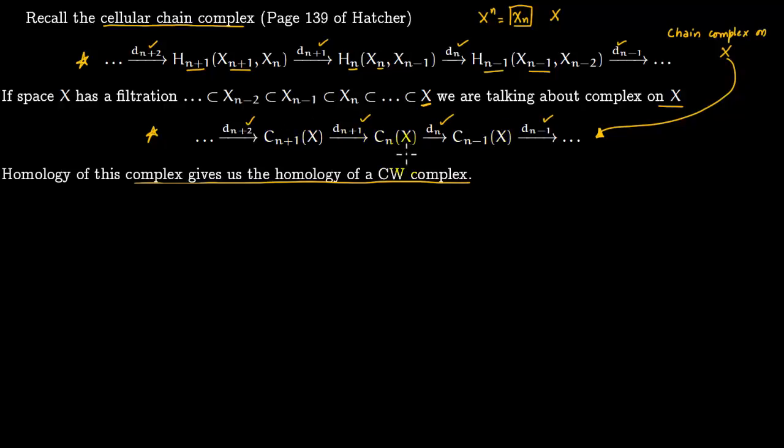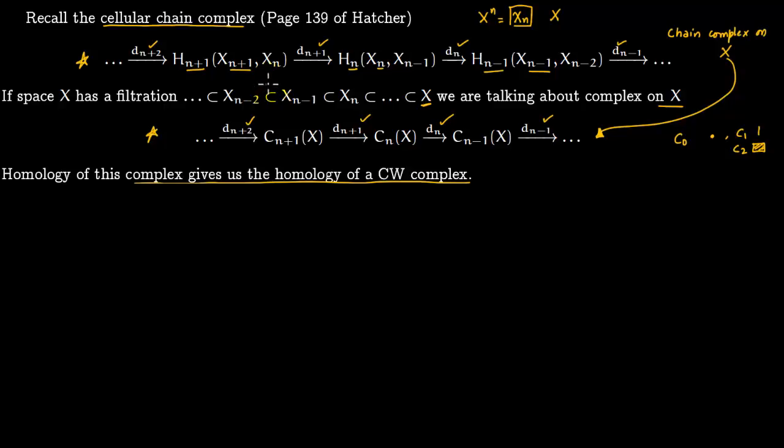For example, for the torus, you write a chain complex like this. In dimension 0 you just talk about 0-cells. In dimension 1 you just talk about 1-cells. In dimension 2 you talk about the entire 2-cell. These cells are precisely coming from these relative pairs. Now we are going to redo this using spectral sequences.